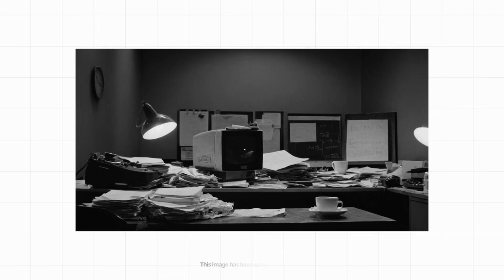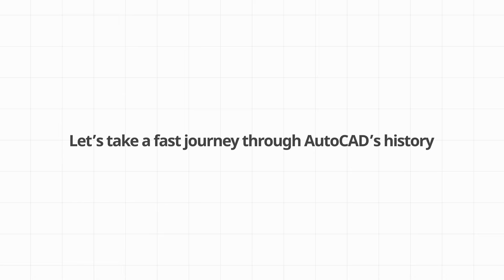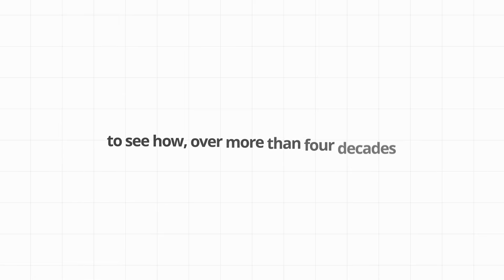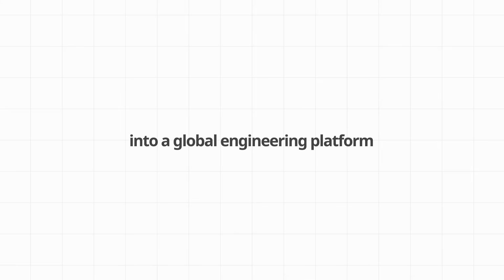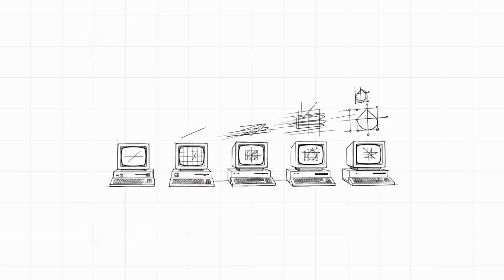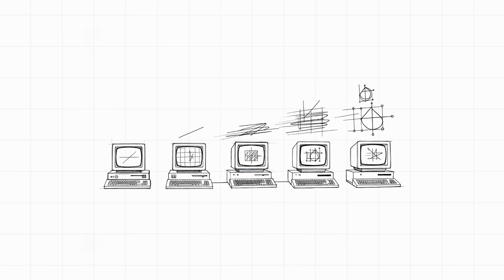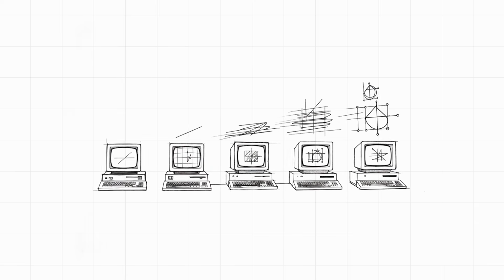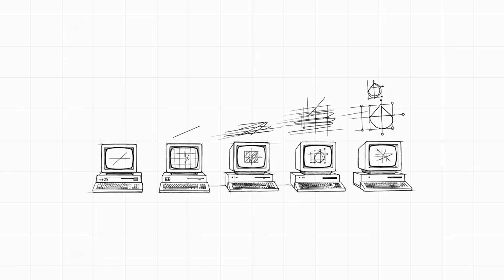To maintain this position, Autodesk had to develop continuously. It had to prove that this success was no historical accident. And now, it's time to enter the heart of the story. Let's take a fast journey through AutoCAD's history to see how, over more than 4 decades, this software evolved from a simple line drawing tool into a global engineering platform. In the next part, the pace picks up, the visuals come alive, and the evolution unfolds right before our eyes.